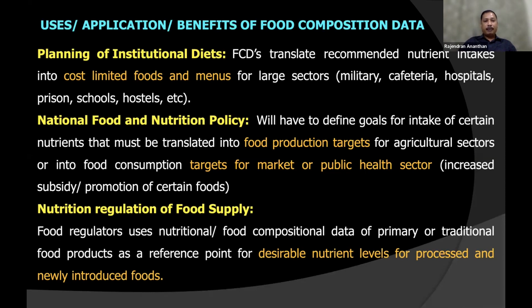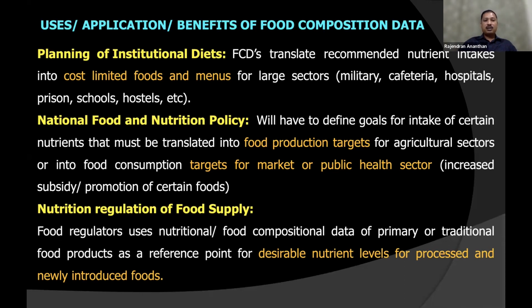And for national food and nutrition policy, we have to define the goal for intake of certain nutrients. That must be translated into food production targets, as we saw in the previous slides for the agriculture sector, or into food consumption targets for the market and public health sector. If you want to increase or reduce the subsidy or promotion of certain foods without compromising, you have to target certain amounts of foods, and based on production this can be planned.